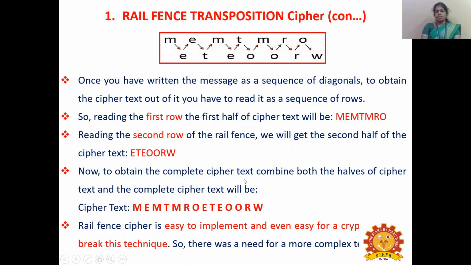Rail fence cipher is easy to implement and also easy for a cryptanalyst to break. We are just writing the plain text in a diagonal form, and followed by the sequence of rows, we are converting the plain text to a ciphertext. So this is easy for hackers to break. This is the main disadvantage, and the advantage is that it's easy to implement.